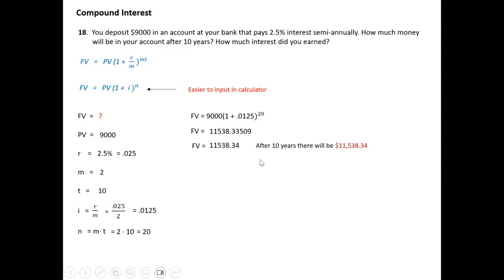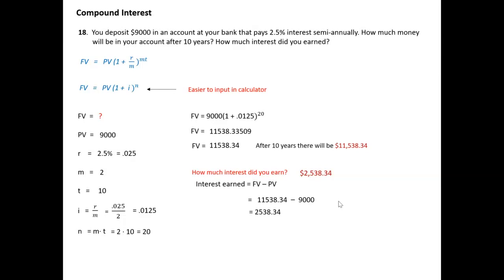How much interest did you earn? So the interest earned will be the future value minus present value. So the future value was $11,538.34 minus the initial investment, which was the $9,000. That gives us $2,538.34 is the answer for the second part. Okay.